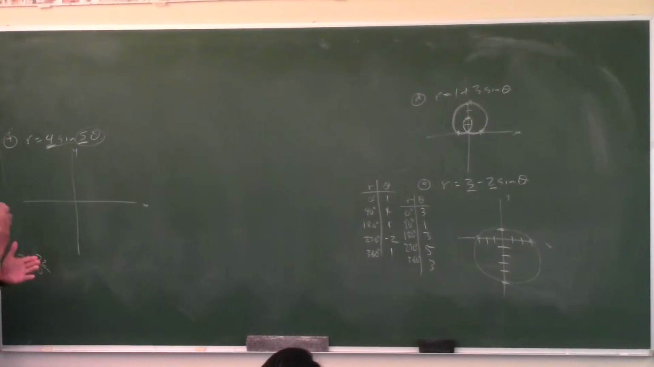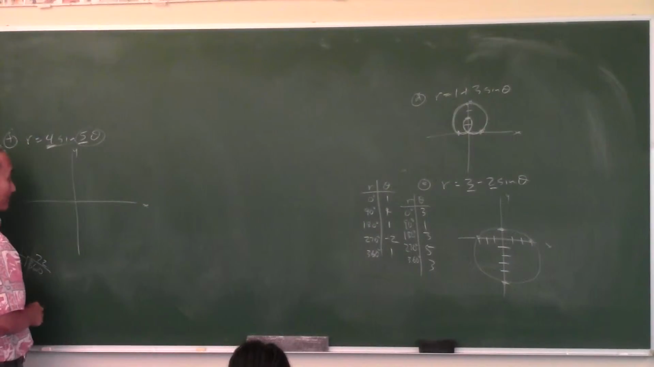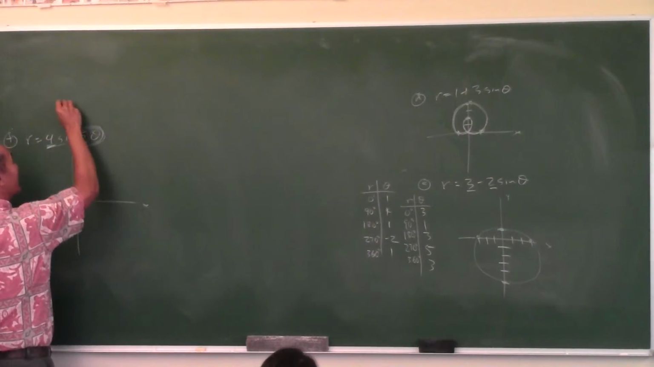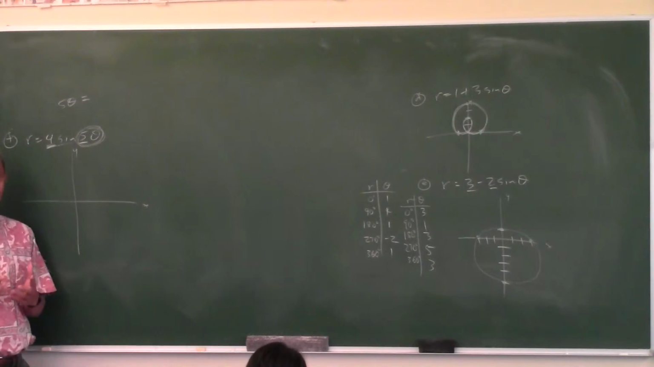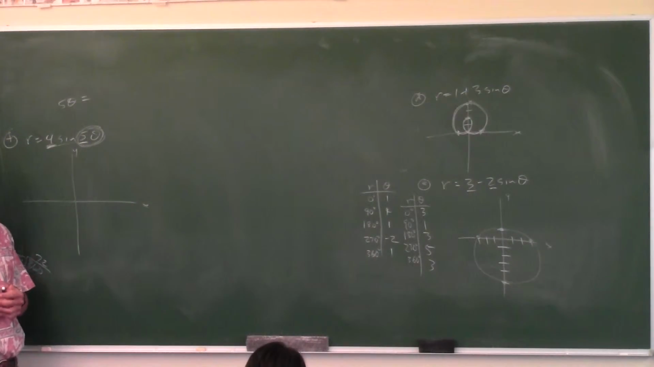72. So every 72 degrees there's going to be another petal. But you have to figure out where the first one's going to be. How do you figure that out? You set this thing equal to what? Either 0 or 180. Which one is it? Now, what am I saying, 180?